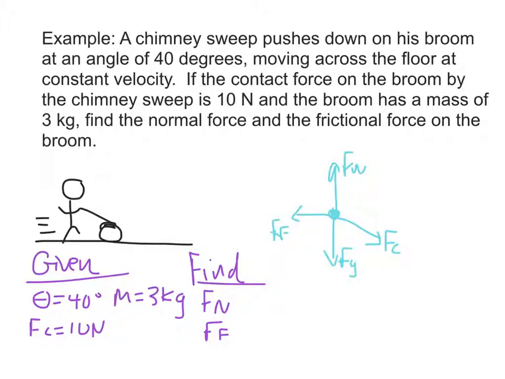My contact force is the only thing not parallel or perpendicular with my axes, so I'm going to break that apart into FCX, going to the right, and FCY going down, crossing out that contact force. And then I need to make my normal force a little bit longer. Since it's moving at constant speed, the top force has to equal the bottom two added together.